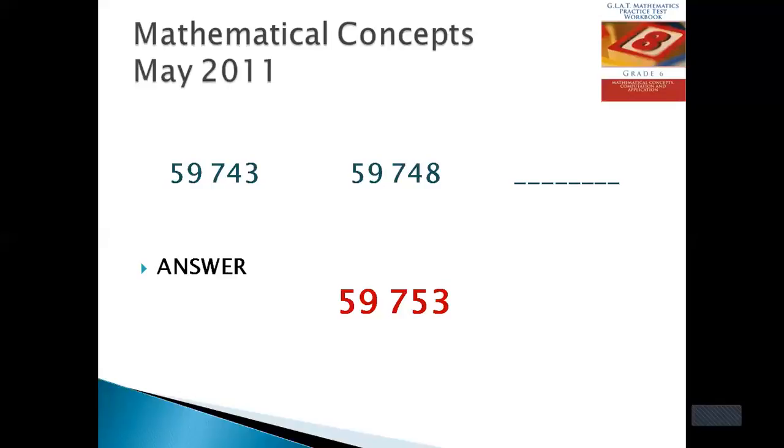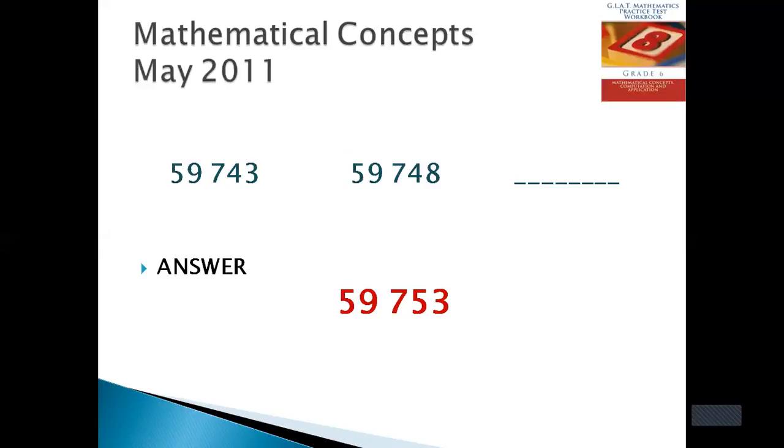So when you look at a sequence of numbers, ask yourself, number one, is it increasing? If it's increasing, then it's addition or multiplication. If it's decreasing, then it's subtraction or division.